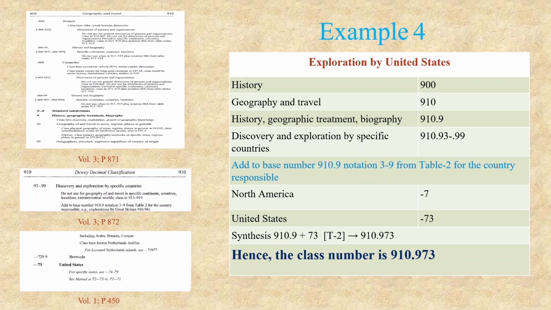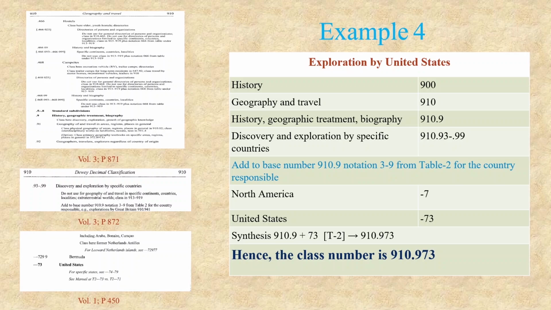According to DDC volume 3, page 867, history, geographic treatment, biography comes under 910.9. Discovery and exploration by specific countries is classified under 910.93-910.99. That is available on page 871, volume 3. For your better understanding, the screenshot has been given here on the left side of the PPT.